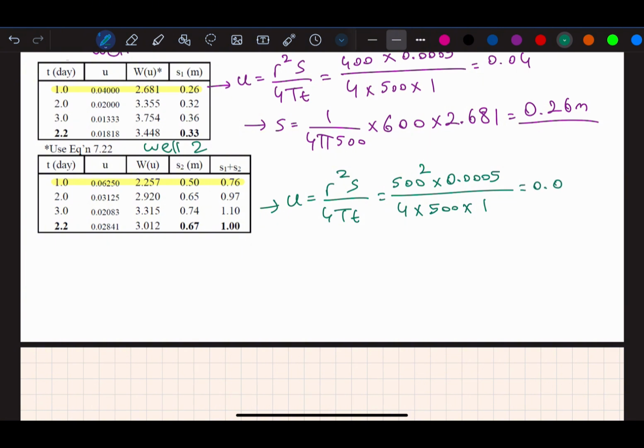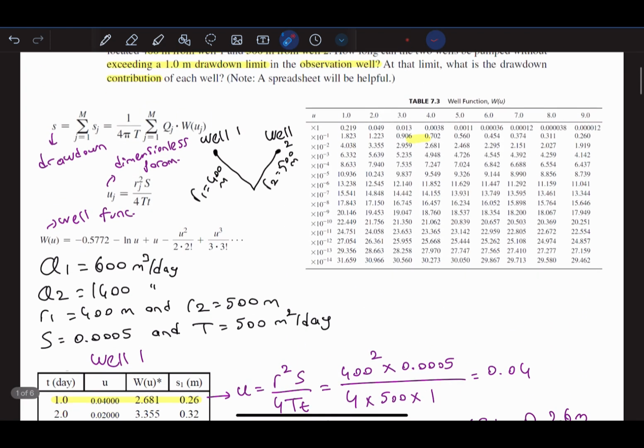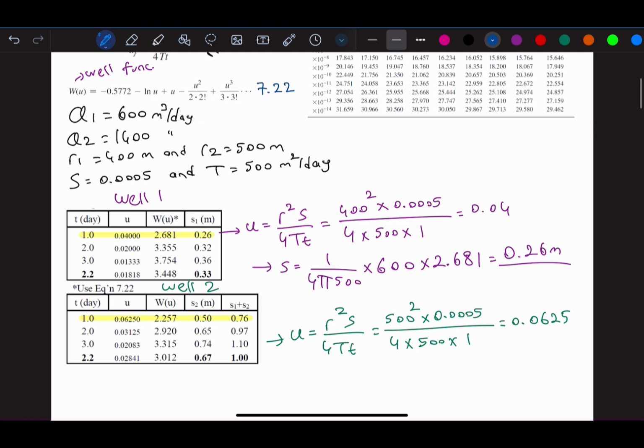And this gives 0.0625. So as you will see from the table, we actually don't have 0.0625, so we cannot get this value directly. In that case, we can use this equation, which is 7.22 in your textbook. And we can actually neglect these values because they will be very little.